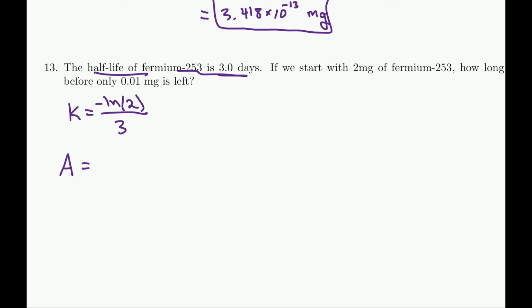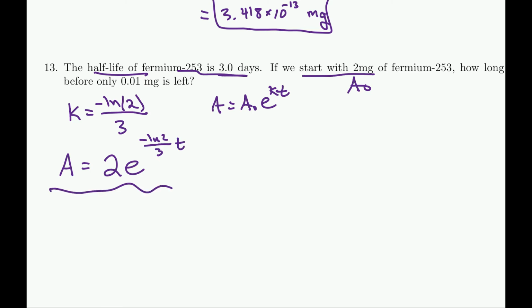A0. How much do we start with? We start with 2 milligrams, so that's A0. So I'll fill it in. Right, we're doing A equals A0 e to the kt again. So A0 is 2. K is negative ln 2 over 3. T is T. So here's our equation.